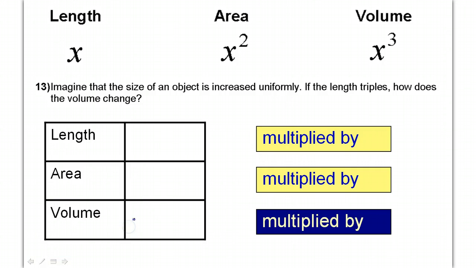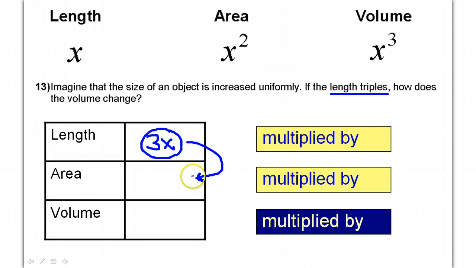Instead of doubling the length, what's happening to the length this time? The length triples. Last time I took x, which represents the length, and I put 2x because we were doubling it. What am I going to put this time? 3x. This time I'm going to put 3x to represent triple the length. X is the length. Now, please understand, everything is based on the length. I start with this 3x.